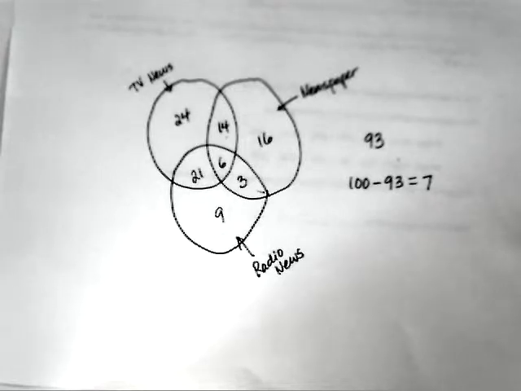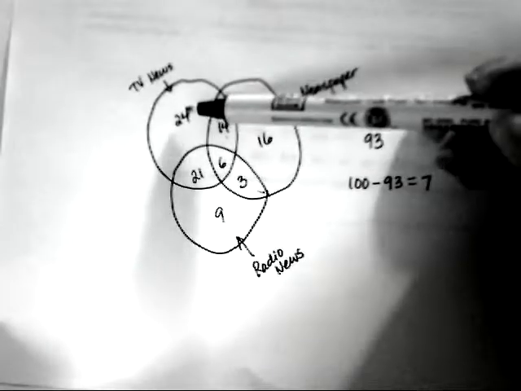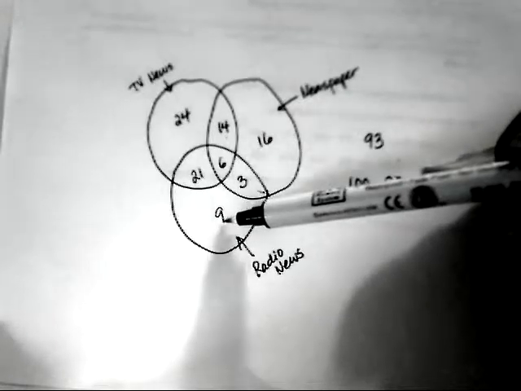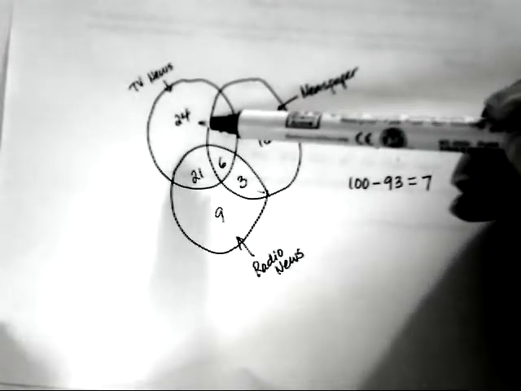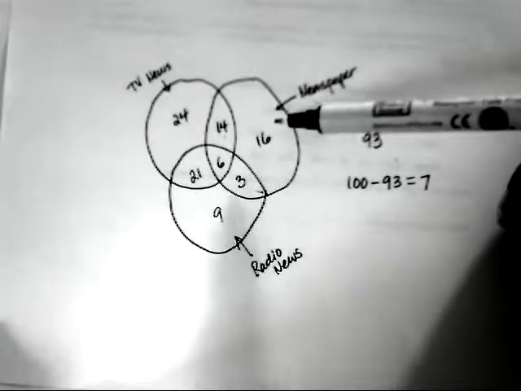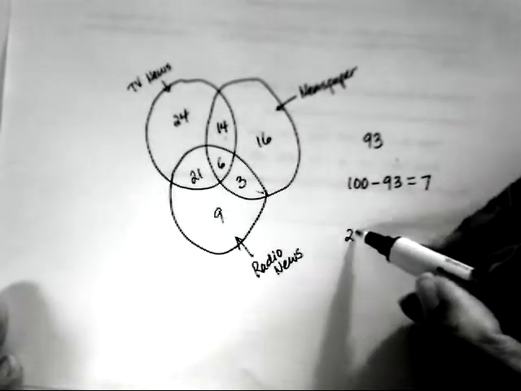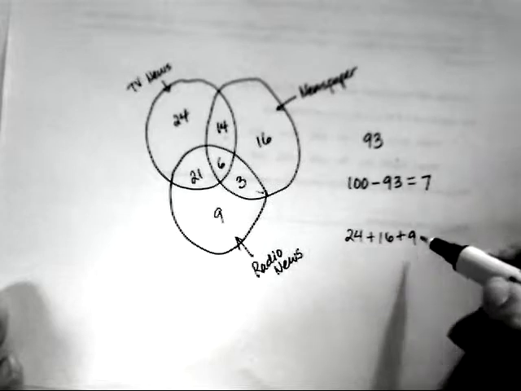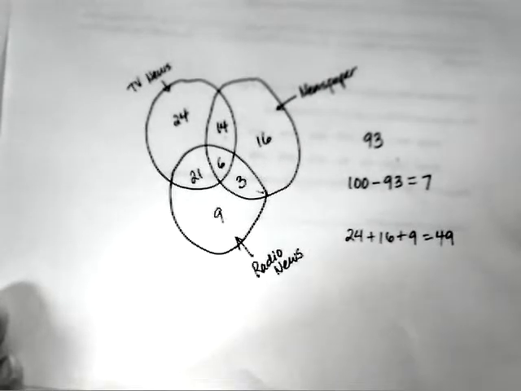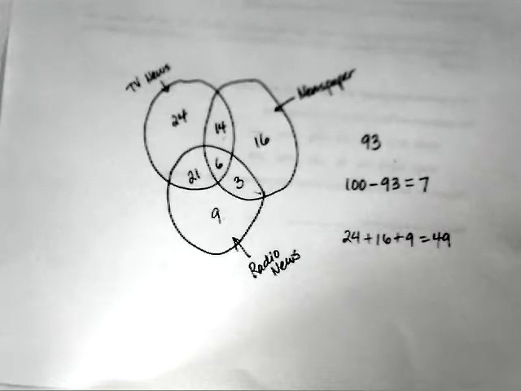And then, let's say, how many are getting their current event sources from only one area? It's these numbers right here. You have to add the 24, the 16, and the 9. So it's 24 people only get their current events from TV news, 16 only get their current events from the newspaper, and only 9 get their current events from the radio news. So 24 plus 16 plus 9, that will be 49. So 49 people keep up with their current events from only that one source. Now this should help you with the writing assignment, number 1.